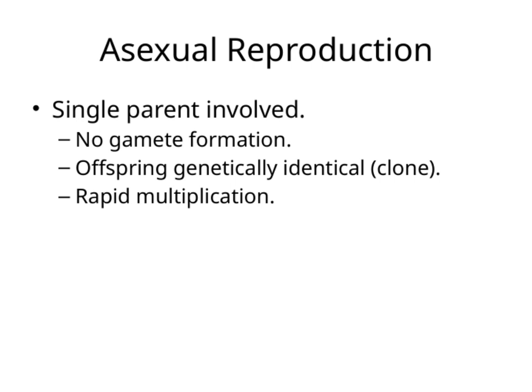This allows for rapid multiplication, which can be really advantageous in stable environments where the parent's traits are well suited for survival. Overall, this method of reproduction highlights the efficiency and simplicity of asexual reproduction, and it plays a significant role in the broader context of how organisms can quickly establish new populations without the need for a partner.